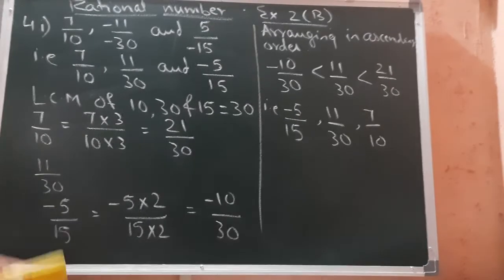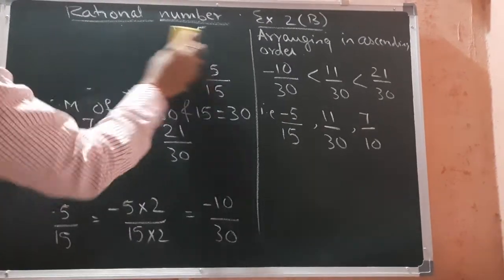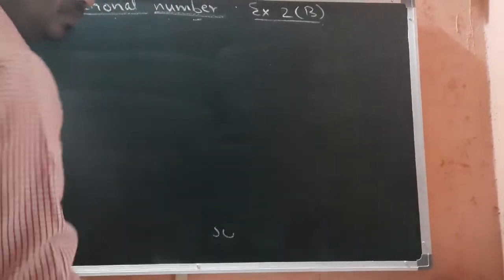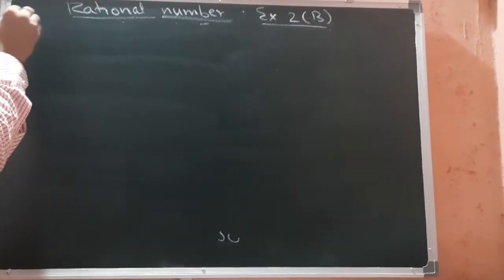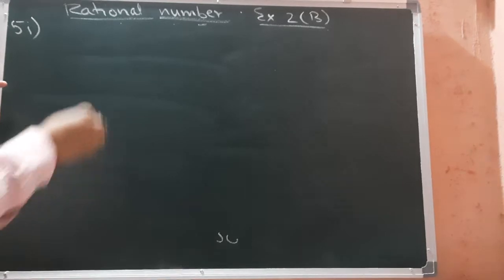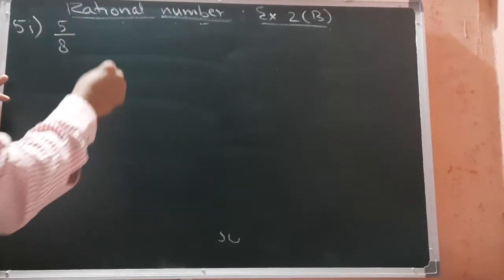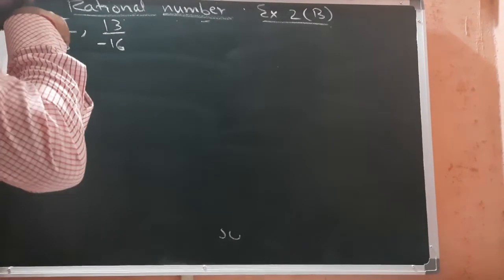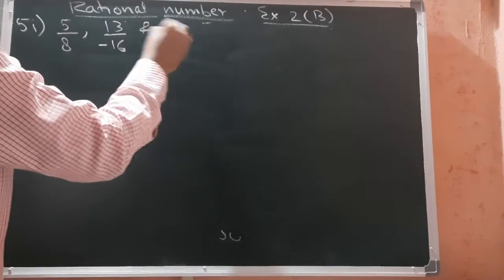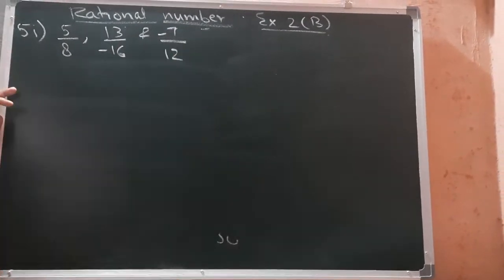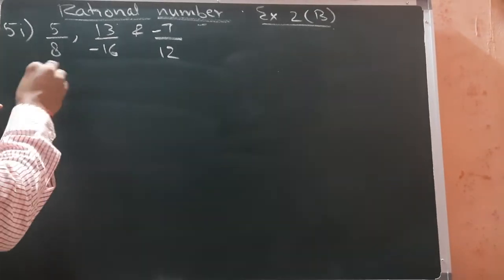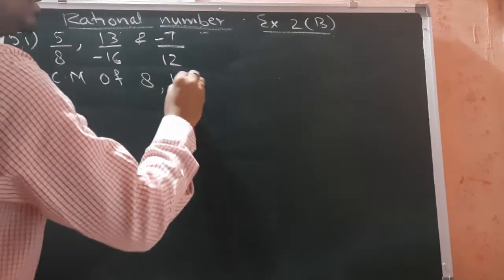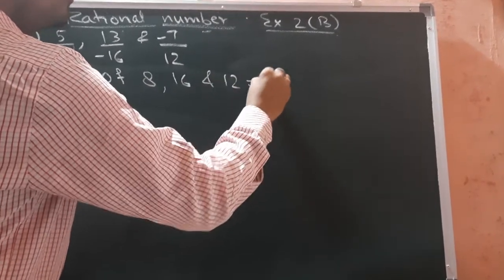Similarly, we can go for descending order. See the example. Example: 5 by 8, minus 13 by 16, and minus 7 by 12. The LCM of 8, 16 and 12 is equal to 48.